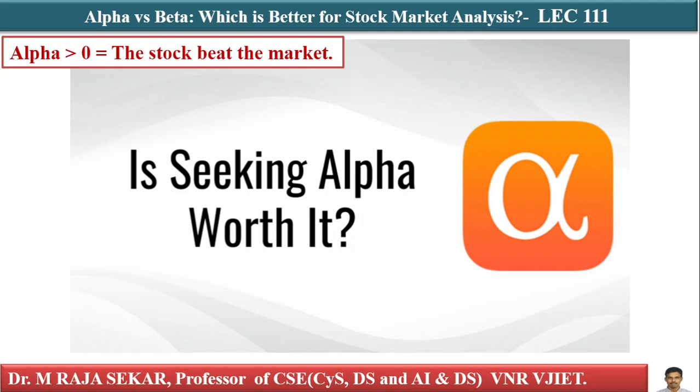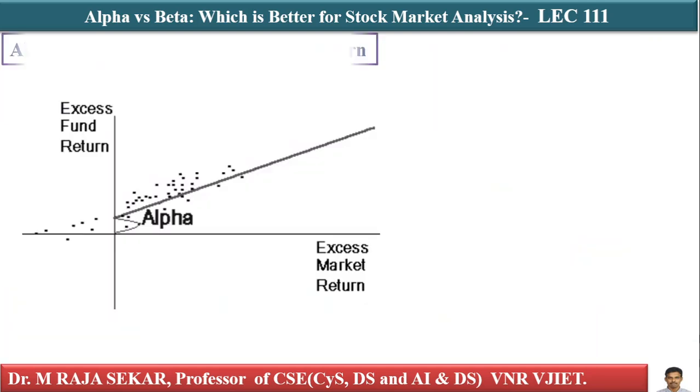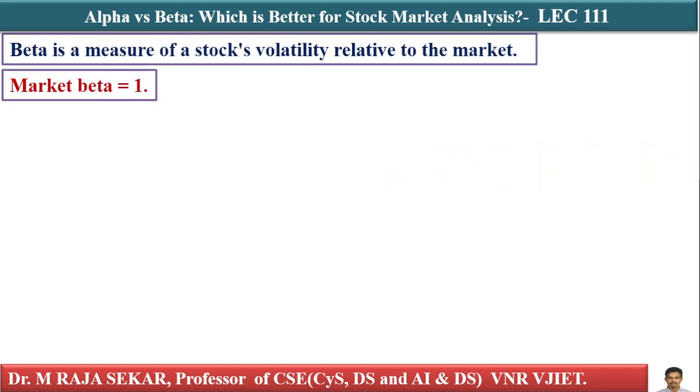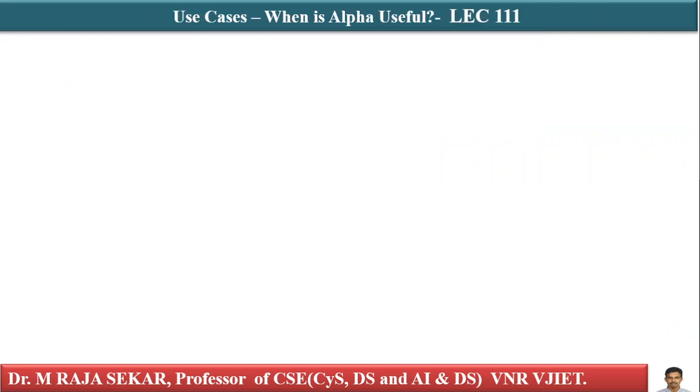If you try to recall, we already discussed this. Alpha greater than 0 means the stock beats the market. Market beta 1 means beta greater than 1. These things I am just recalling. The important thing is we already discussed what alpha and beta are in previous lectures. Therefore, I am skipping those slides, but for completeness of this study I kept slides from previous lectures.